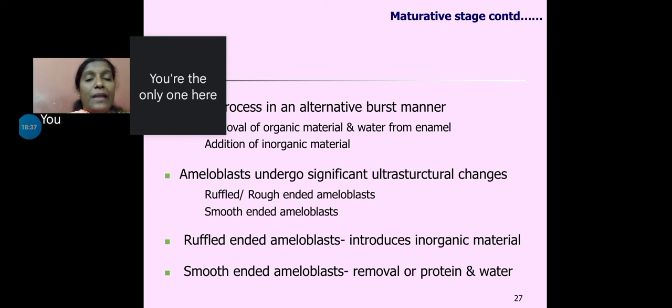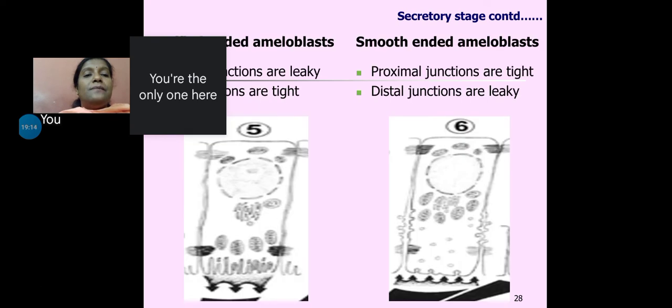The process of mineralization is basically in the form of an alternative burst manner. There is going to be deposition of minerals, and there will be simultaneous reabsorption of the excess matrix. Minerals deposited suck back the extra matrix that is present. So on and on, it continues in that particular manner. In order to do these two functions, the remaining ameloblasts assign themselves and differentiate themselves into two different surface structures. One is a smooth-ended ameloblast, the other one is a ruffle-ended ameloblast.